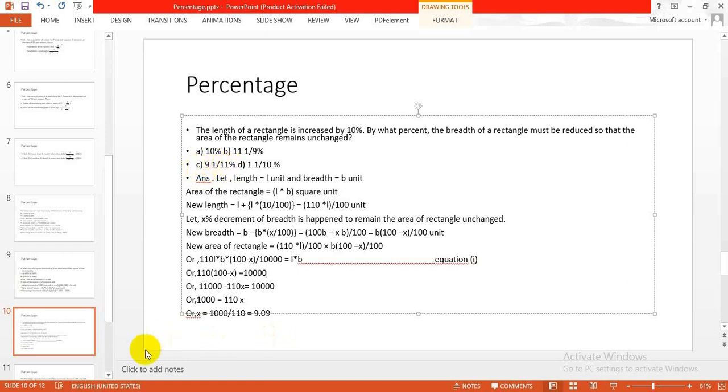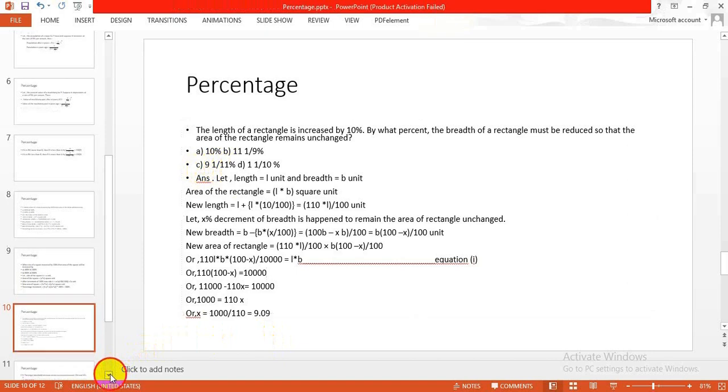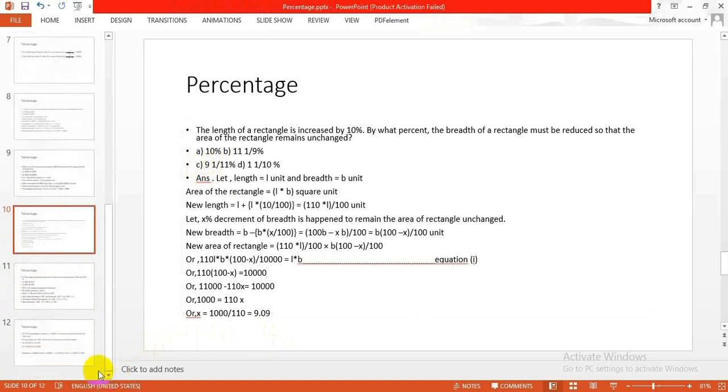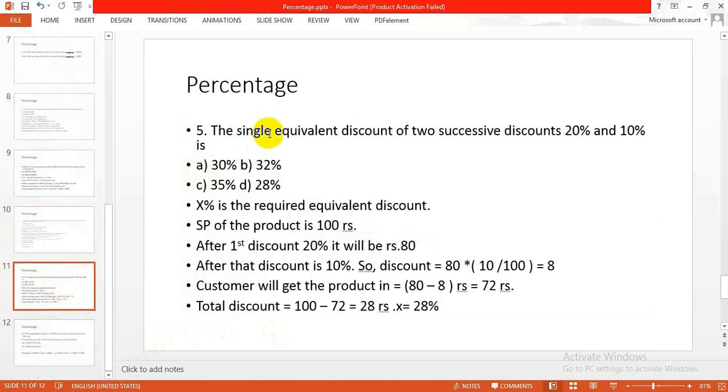Okay. Is there any doubt? You can mail me at any time. Okay. Percentage. The single equivalent. Now there is another problem we will discuss. The single equivalent discount of two successive discounts of 20% and 10% is: 30%, 32%, 35%, 28%.